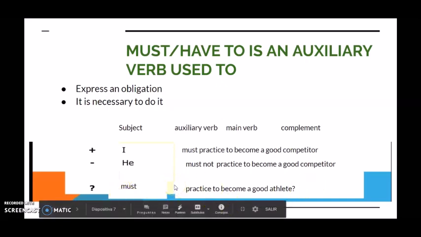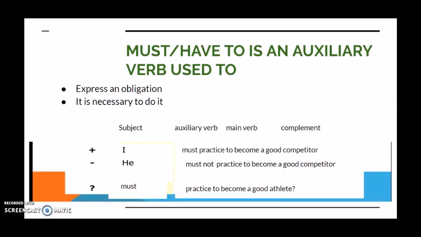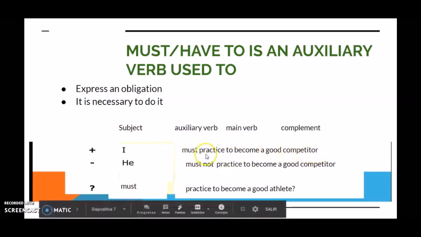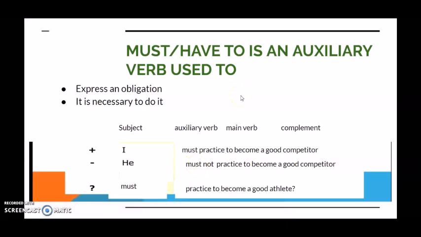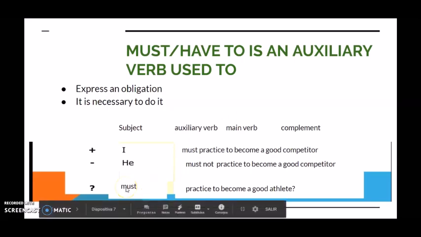Like the example here. I must practice to be a good competitor. I must practice. He must not practice to become a good competitor. He must not, or he doesn't have to practice. Have to, it means the negative way of have to. Something that is mandatory, as we mentioned. And the last one, must.